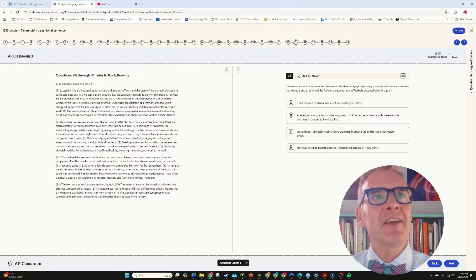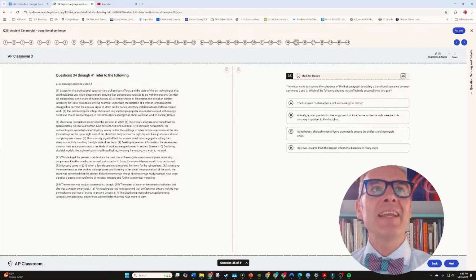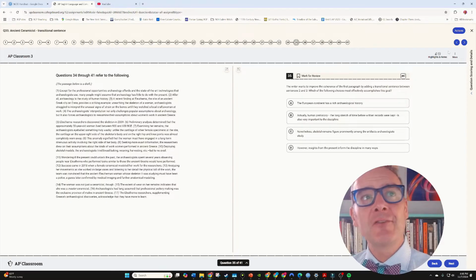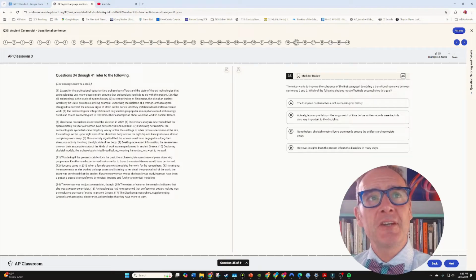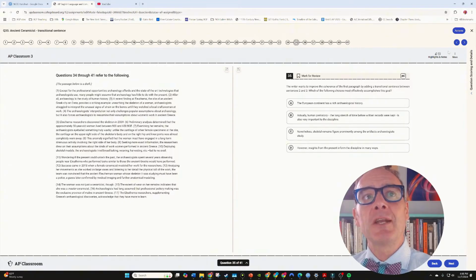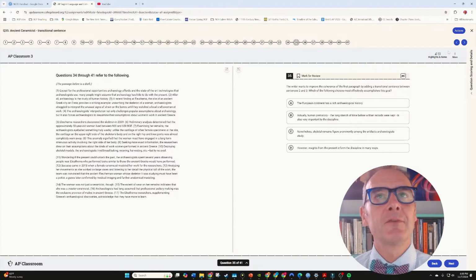D. However, insights from the present inform the discipline in many ways. Whoa, that one makes sense. For one thing, the transition word however makes sense because the rest of the passage contradicts the idea that archaeology has little to do with the present in sentence 1. And 2, the rest of the sentence after however just serves as a good idea of what this passage is going to be about, because the passage is about the ways that these people studied people in Greece in the present and the way that that study then helped them figure out what people were doing in the past. So the answer is D.